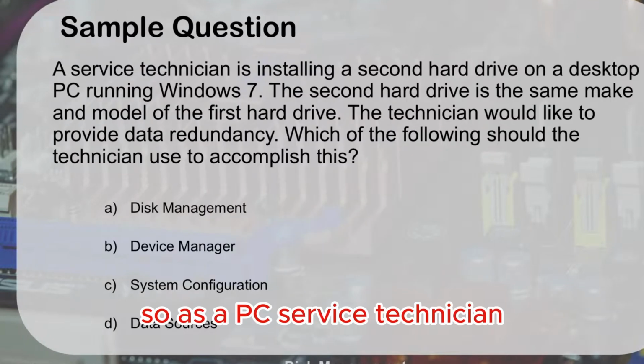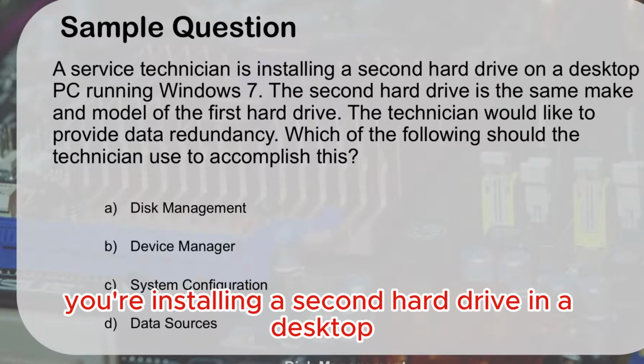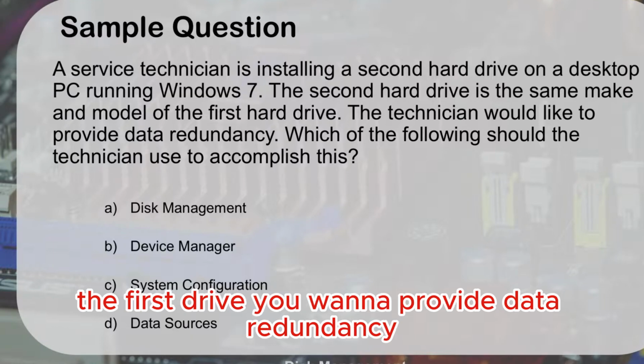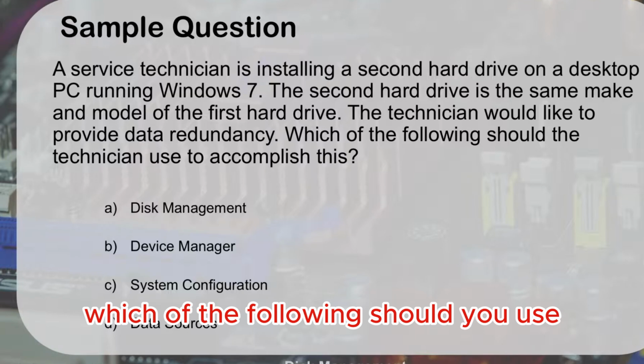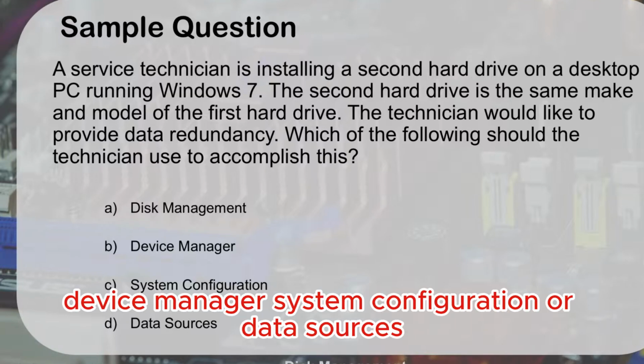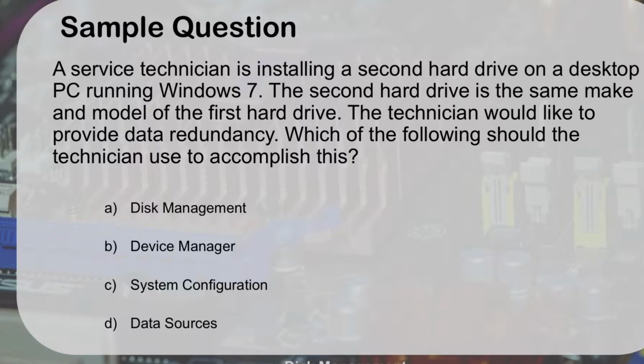So as a PC service technician, you're installing the second hard drive in a desktop running Windows 7. The second hard drive is the same make and model as the first drive. You want to provide data redundancy. Which of the following should you use to accomplish this? Will we use disk management, device manager, system configuration, or data sources?